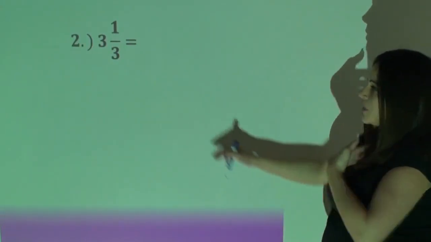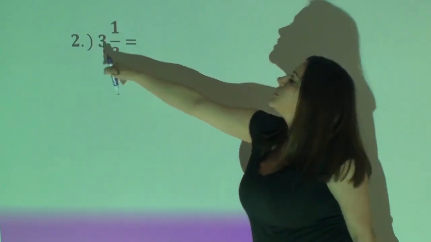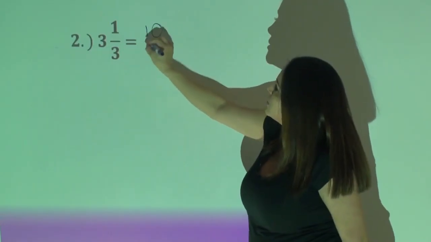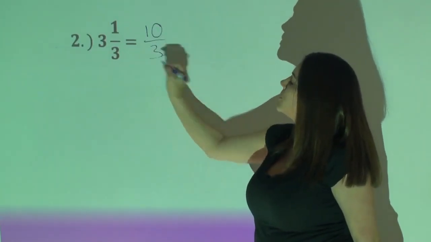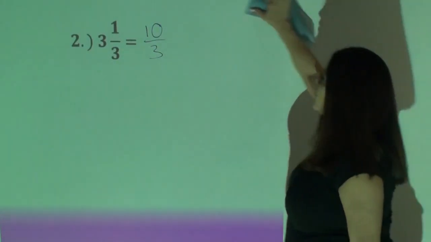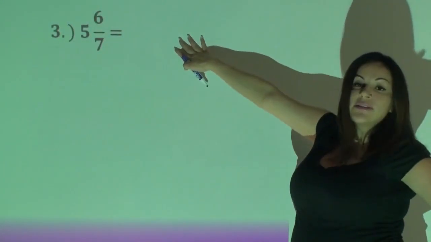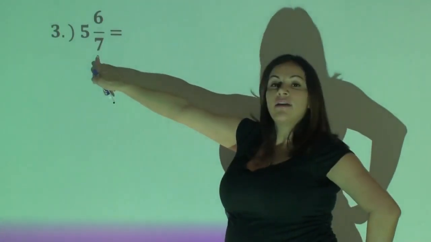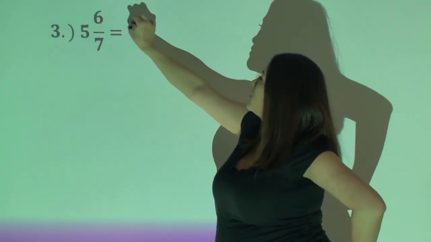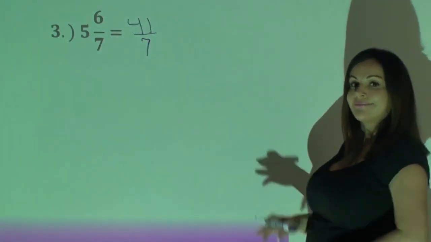Here we've got 3 and 1/3. That one we're going to do the same thing we did a second ago. So we're going to do 3 times 3 is 9, plus 1 is 10, so that's what goes in your numerator, over 3. You keep the denominator. So we end up with 10/3, another improper fraction. Here we got 5 and 6/7. So you're going to do 5 times 7, that's 35, plus 6 is going to be 41. So we have 41/7.